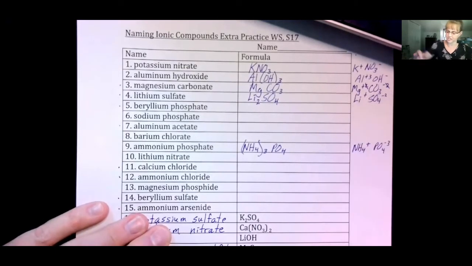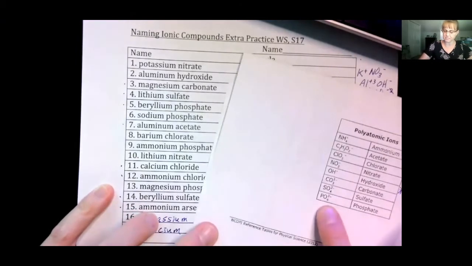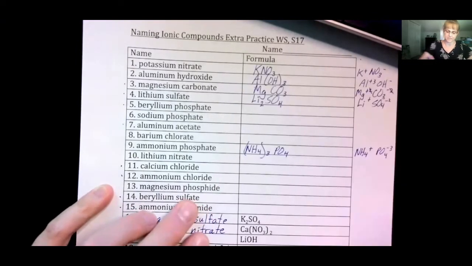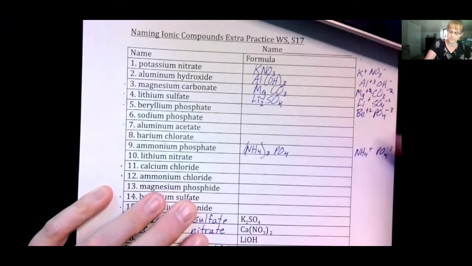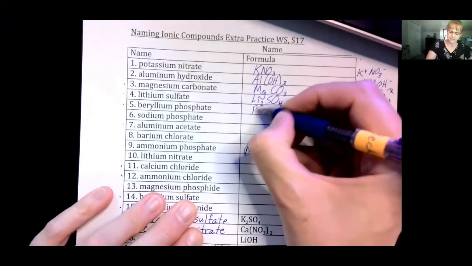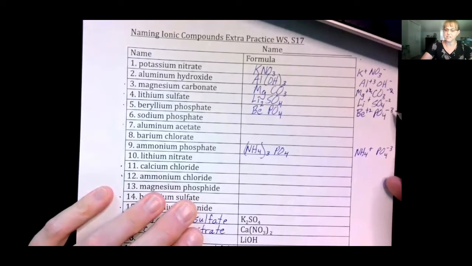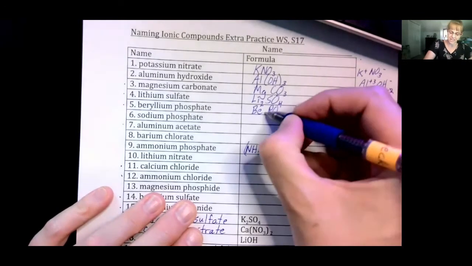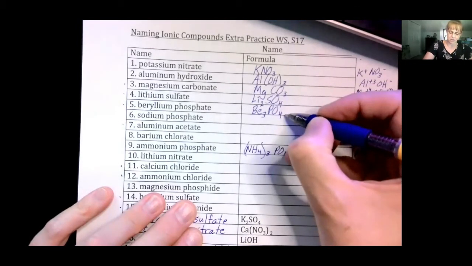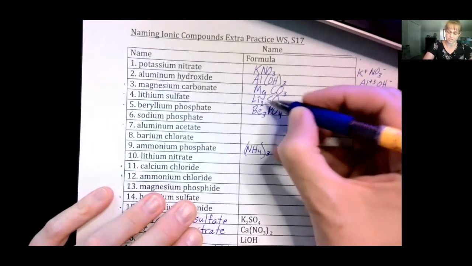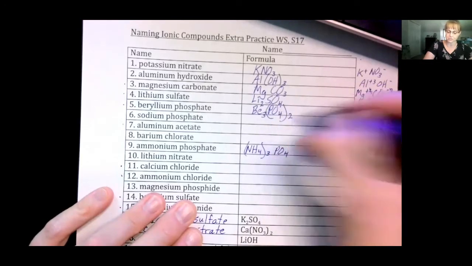Beryllium phosphate. Beryllium is a positive 2. Phosphate is PO4 minus 3. Copy down beryllium, copy down phosphate, PO4. Now crisscross the superscripts. The 3 after phosphate goes after the beryllium. The 2 after beryllium goes after the PO4. It goes with the entire PO4. We have more than one of this polyatomic ion, so we use parentheses.